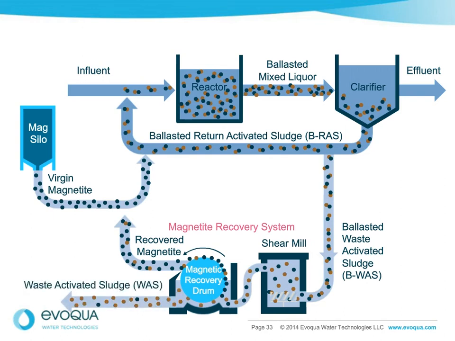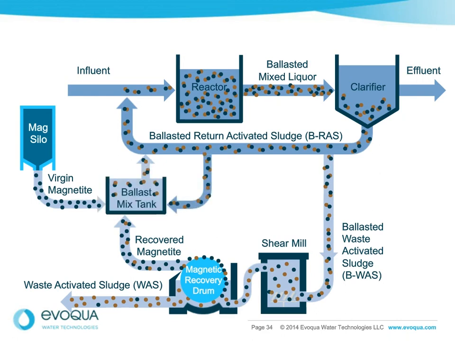And then your WAS will go off to WAS handling. Now, that could be either dewatering or anaerobic digestion. Magnetite is not regulated in North America, so it can be land applied or landfilled. Magnetite is an earthen material. It's actually already applied to a variety of land applications now. For example, industrial dry fertilizers use magnetite as a ballast so the fertilizer doesn't blow away. And that's the BIOMAG process itself.